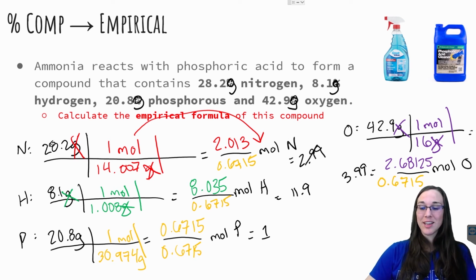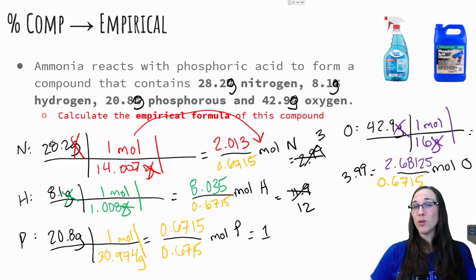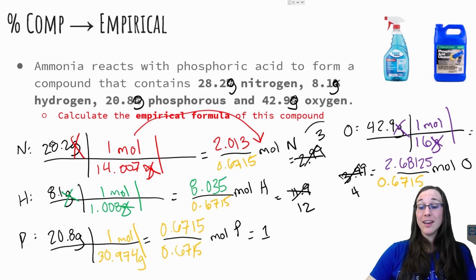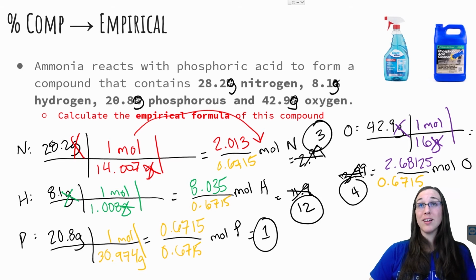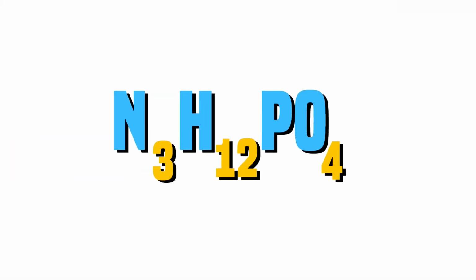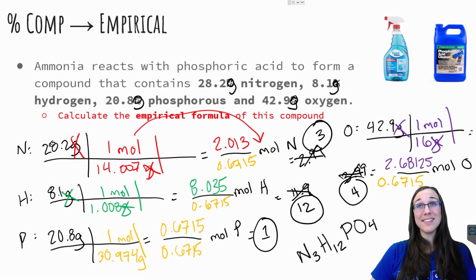2.99 is just going to get rounded up to 3. 11.9 is going to be rounded up to 12. Phosphorus was just 1 because 0.6715 divided by itself is just 1. And 3.99 we're going to round up to 4. So what we currently have now is an empirical formula of N3H12P1O4. So that would look like this. Currently, that's our empirical formula. Now we can take that and figure out what the molecular formula should be.